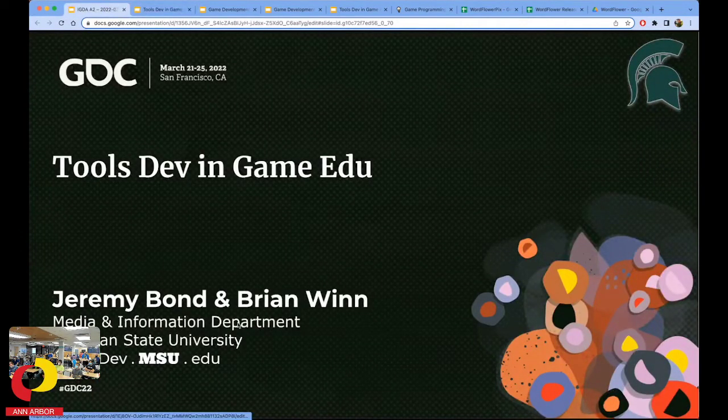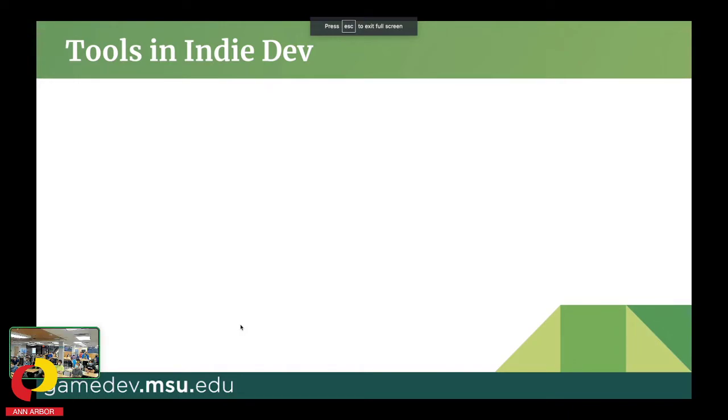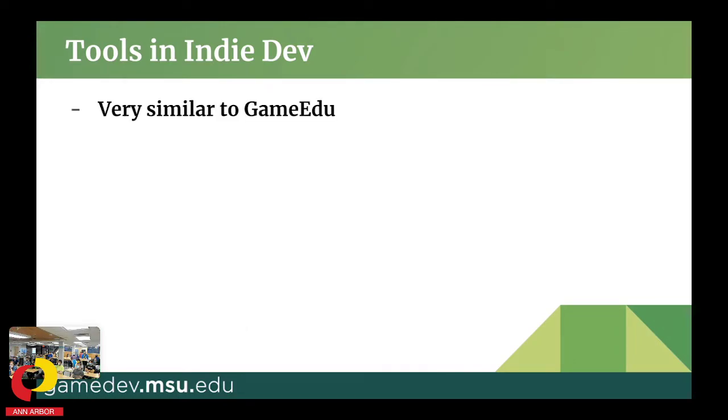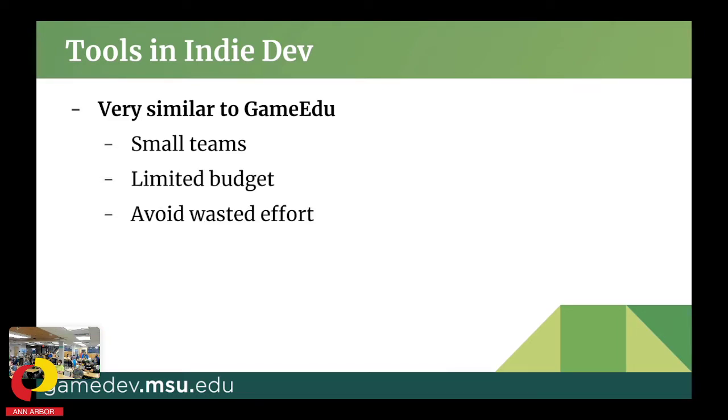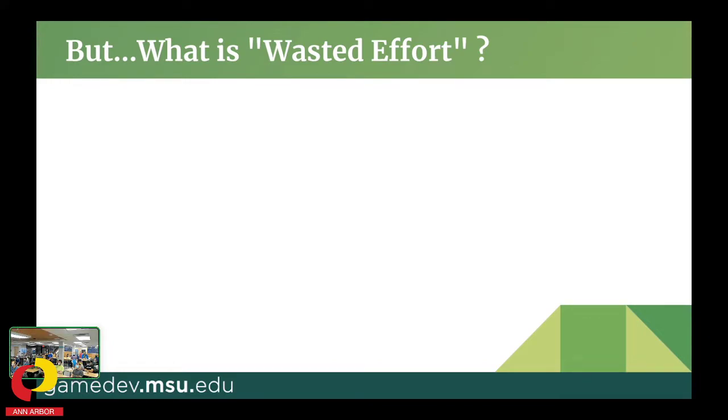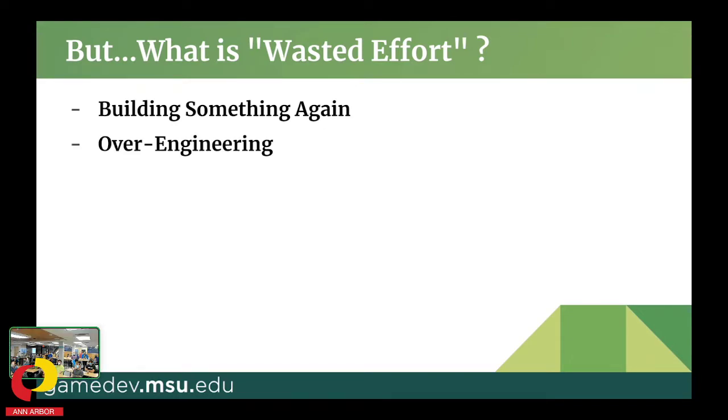All right. Cool. So let's move this into indie development. Very similar to GameDev. We've got small teams, limited budgets, and it's really important to avoid wasted effort. But I've been personally thinking a lot about what wasted effort really means to me. There are 2 very important versions that are directly opposed to each other. One is, I don't want to have to build something again. And the other is, I really don't want to over-engineer something I'm never going to use again, right?